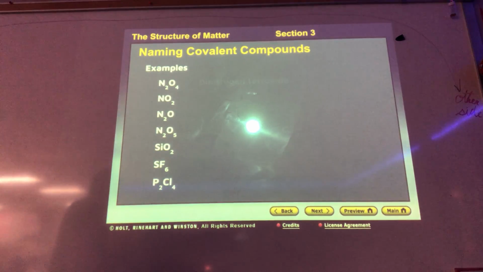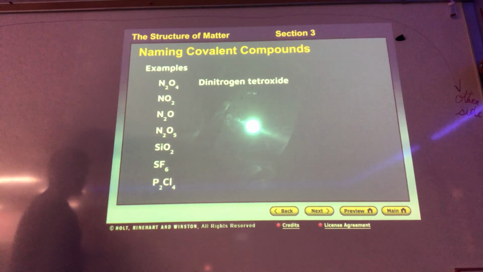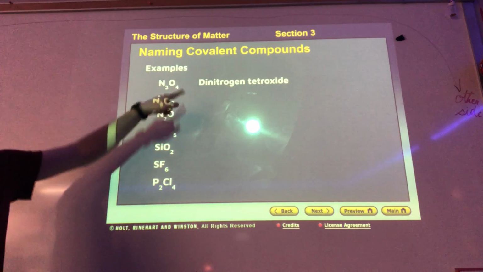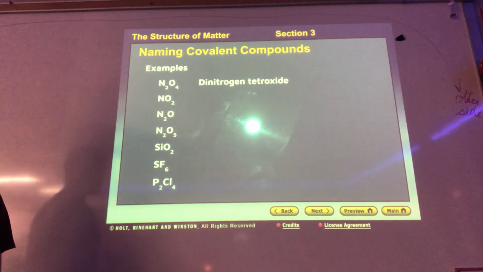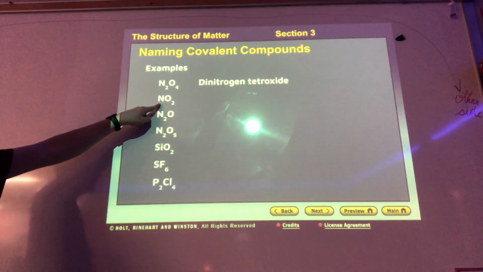Okay, so the name of this compound is dinitrogen tetroxide. How did I get that? You literally just count the atoms and put it in the name. It's very straightforward. What about this one?